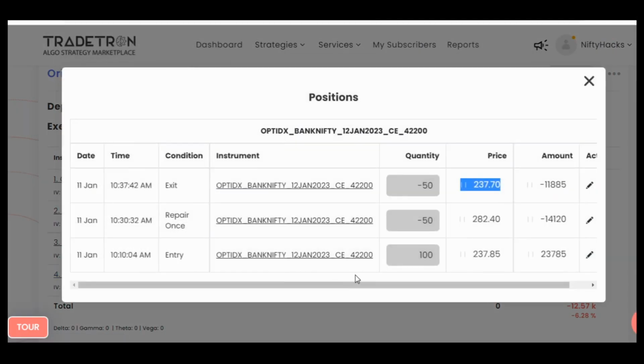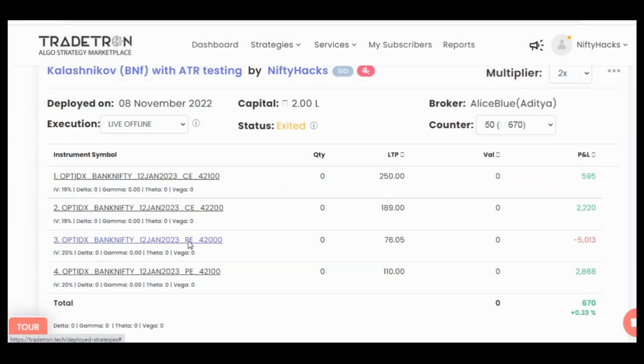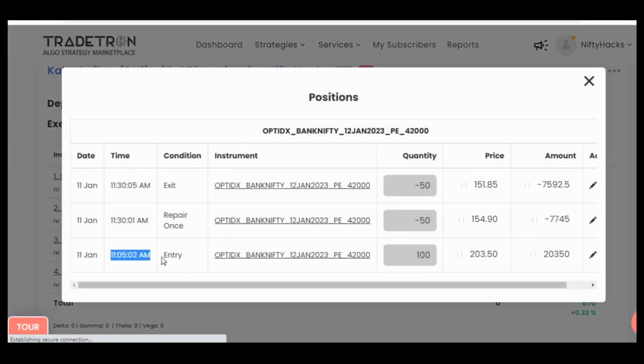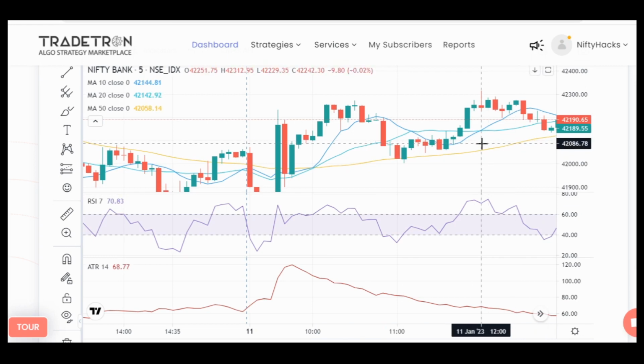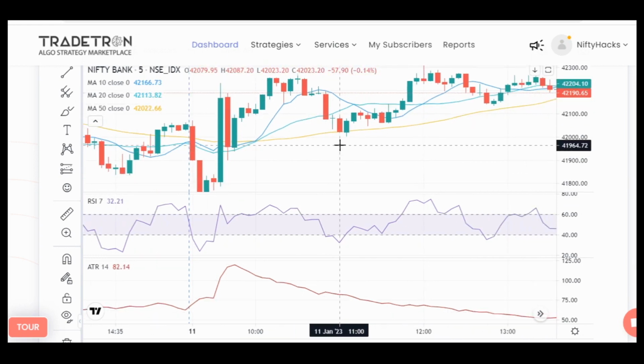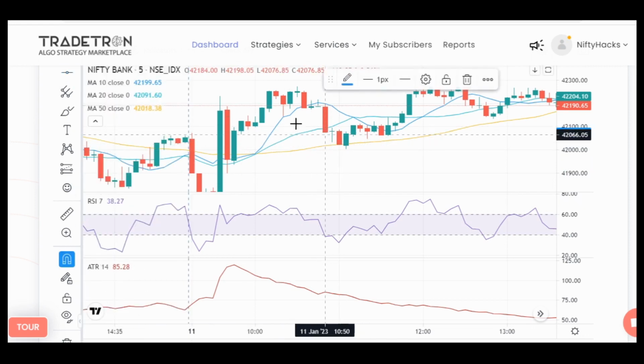And then in the original version it took a put side trade around 11:05 and exited at 11:30, right? And here also I guess the 11:05 trade entered and exited at 11:30. So let's check that condition also. So yes, the 11 o'clock candle went below all the three moving averages, and this is our trigger candle and its low. This is our trigger candle, as you can see.